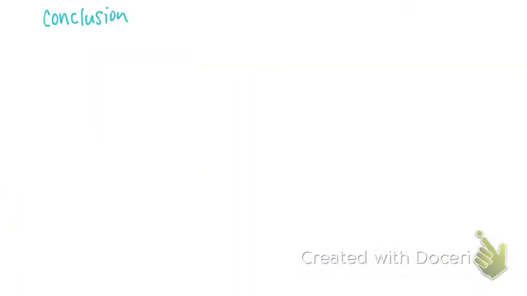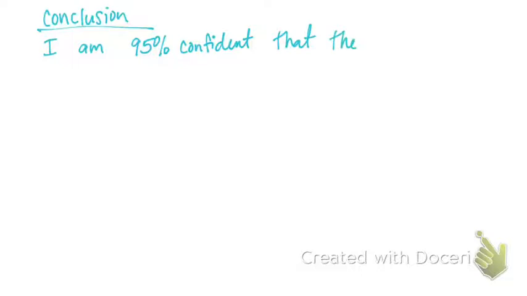So that was step 2. Step 3 is conclusion. My conclusion is a fancy sentence that says, you can say we or you can say I. Sometimes I like to use we because I feel like it's a team effort. Like, we are 95% confident, or I am 95% confident that the... here is where I insert the context of the problem. So what are we even trying to figure out here?